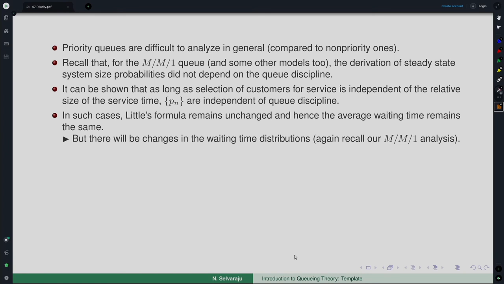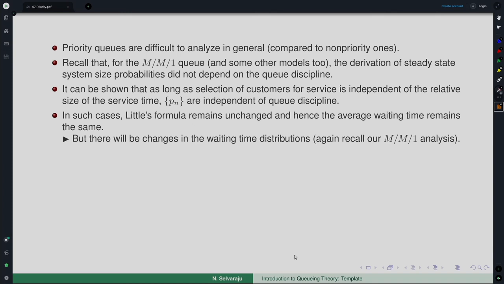Now, these priority queues, because of the priority discipline that you have here, are in general difficult to analyze compared to the non-priority case. But if you recall, for the MMN queue, for example, and some other related models, the derivation of the steady state system size probabilities did not depend on the queue discipline. We pointed this out while discussing MMN also, and at which point the queue discipline comes into picture we have discussed at that point of time. So that is what you may recall.